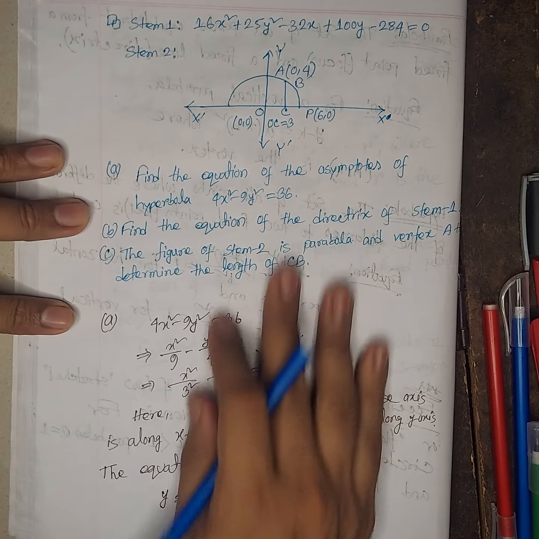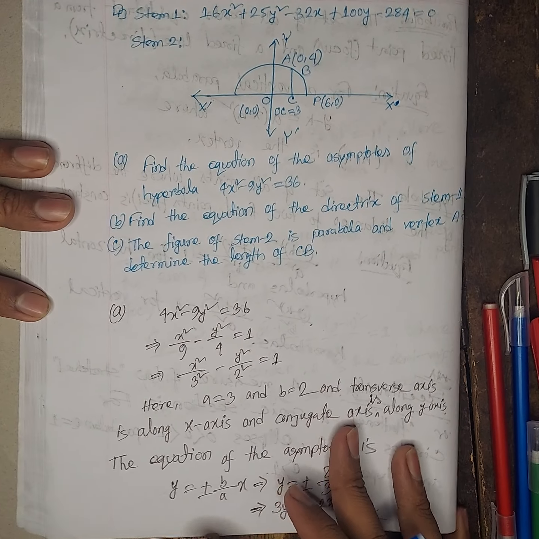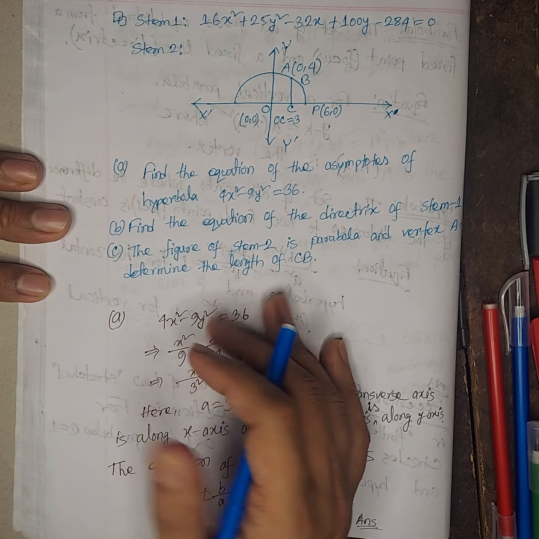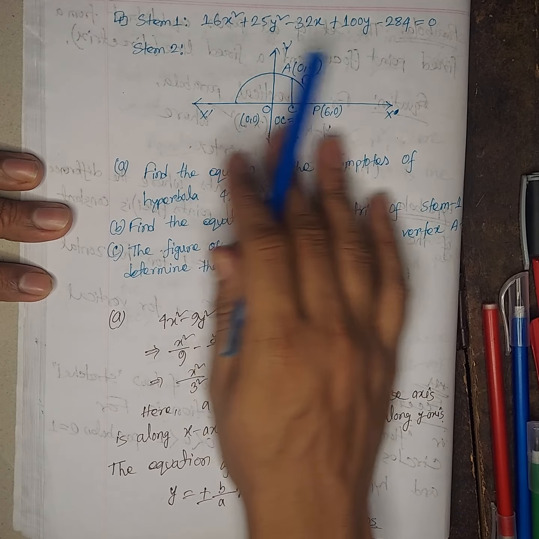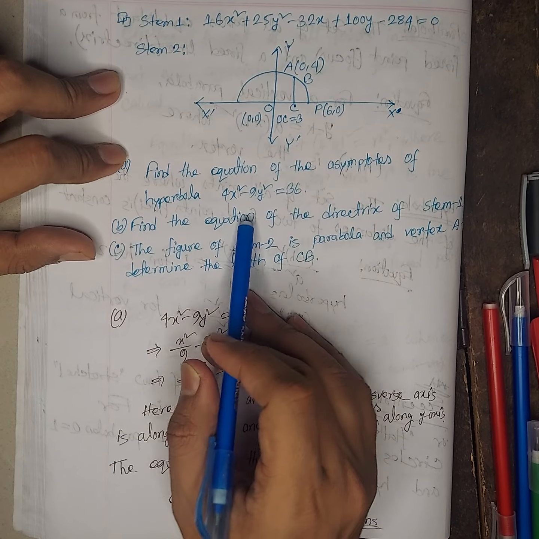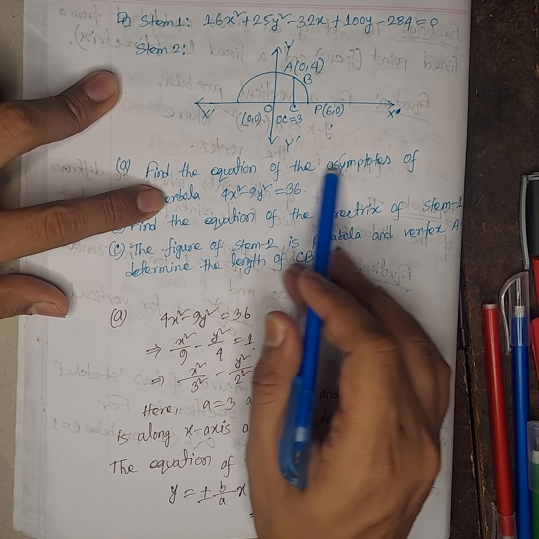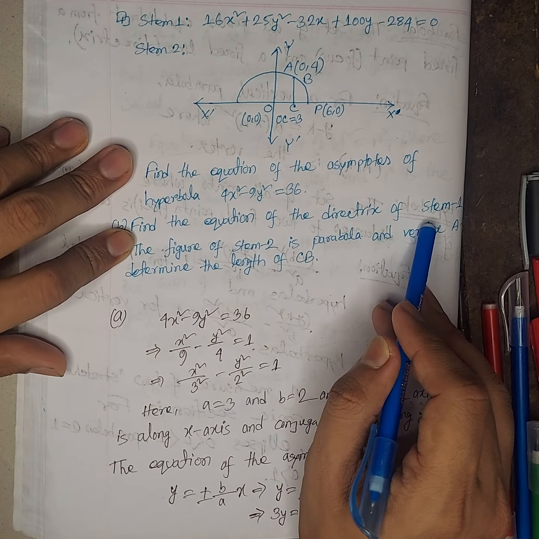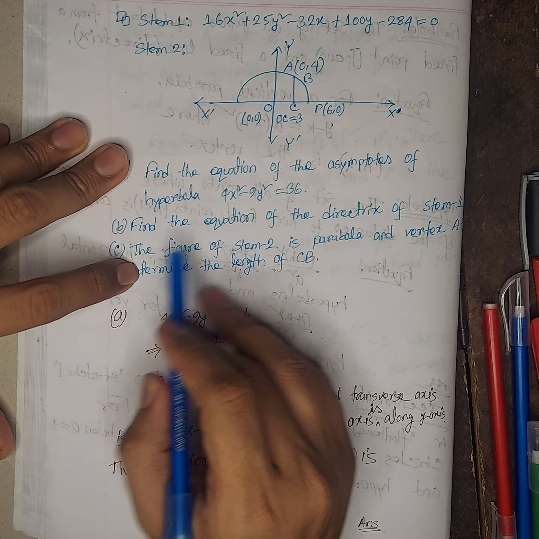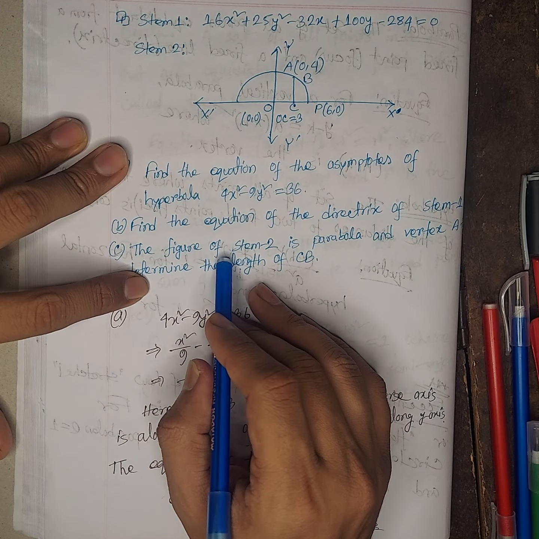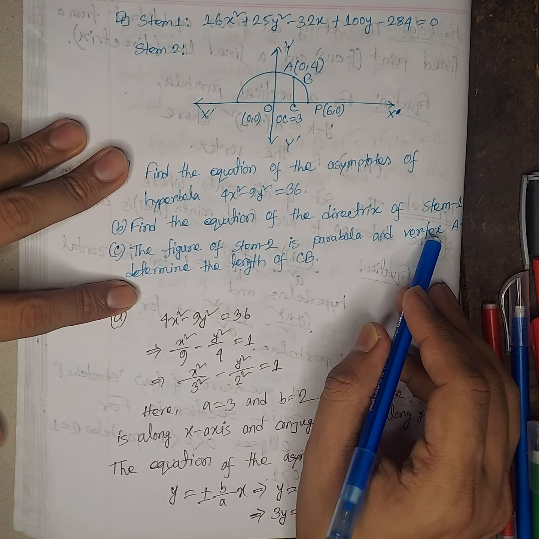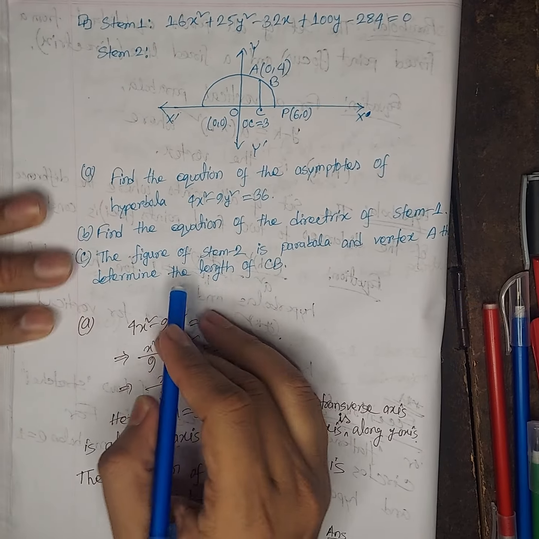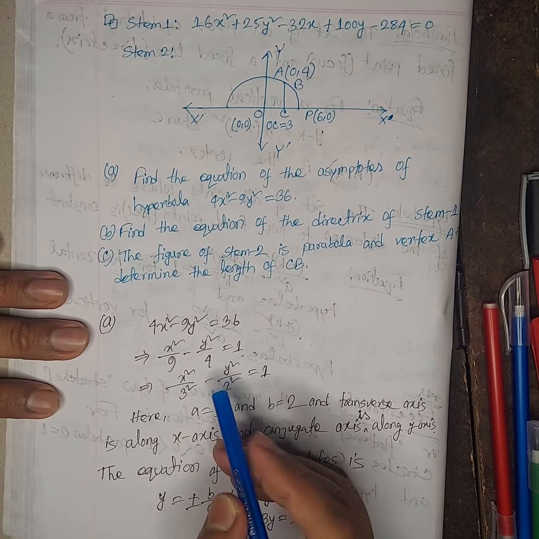Now I'm going to show you some problems from the conics. Here is our first problem. This is the stem we are given. First we have to find the equation of the asymptotes of the hyperbola, then find the equation of the directrix from stem 1, and the figure of stem 2 is a parabola with vertex A. Then we have to determine the length of CB.